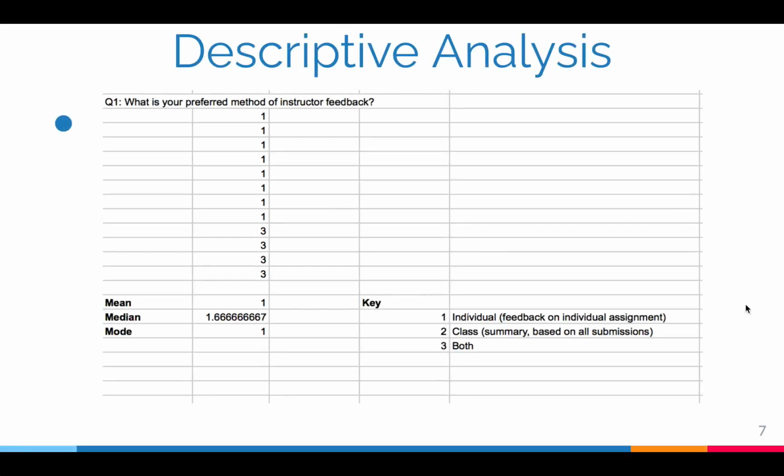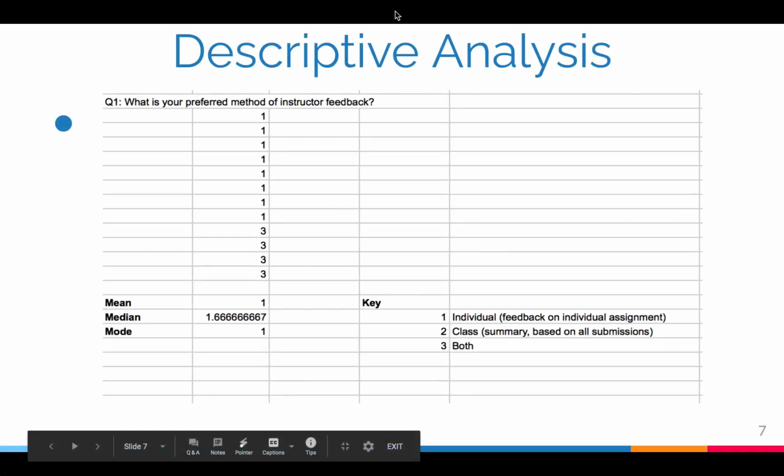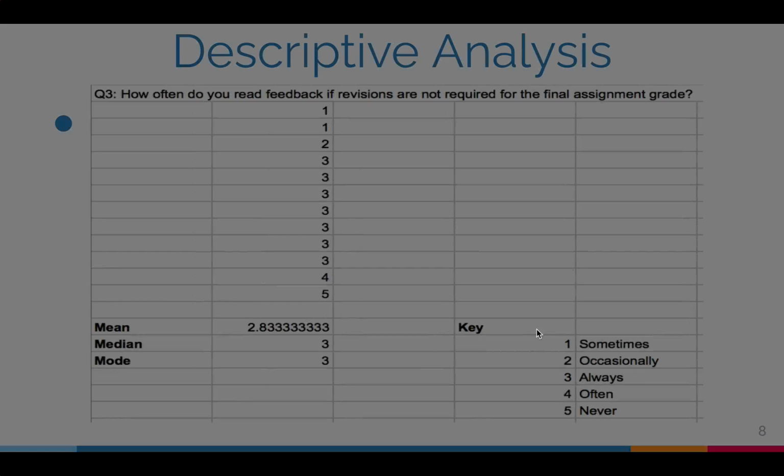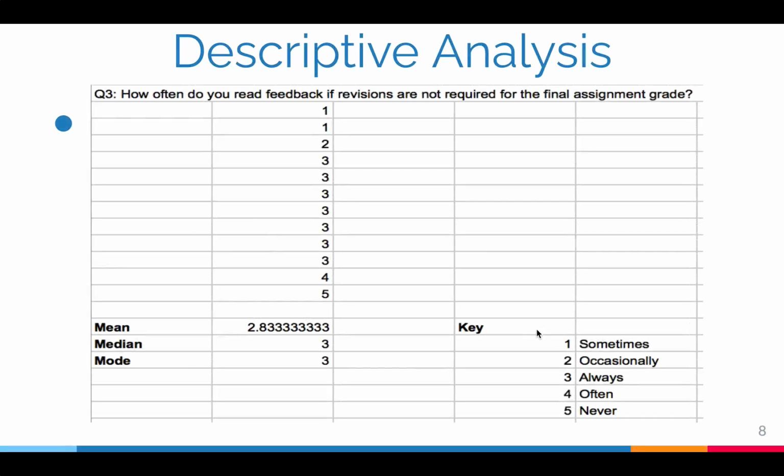So here's an example of how I conducted the descriptive analysis. You can see here that the question is, what is your preferred method of instructor feedback? The code for 1 was individual, so individual feedback on assignments. The code for 3 was both individual and class feedback. So individual feedback on an assignment and then a summary based off of all of the submissions. So we can determine here from the mean, median, and mode. Again, most students said individual feedback on assignments, but then the median was 1.66, which falls right there between 1 and 3. Did the same thing here for question 3 and for the rest of the questions.